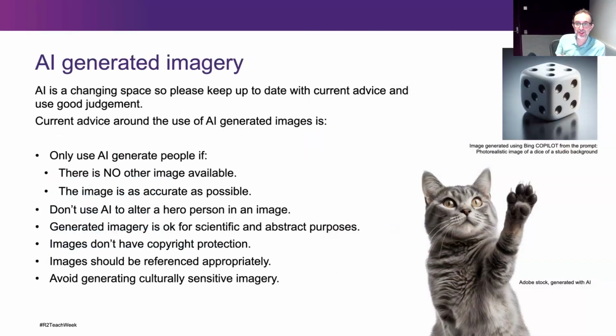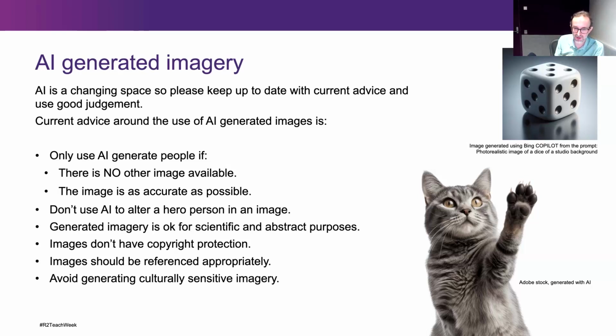AI generated imagery. This is something to consider as well. This is a changing space, so there's lots of advice that comes and goes, and this does change. But generally the current advice with using AI generated images is they want to avoid it, and when I say they, I mean UQ. UQ wants to avoid the use of AI generated people as much as possible. But there are instances where if you cannot find an image for your video, and the only image involves an AI generated person, then that's okay, but it needs to be accurate.